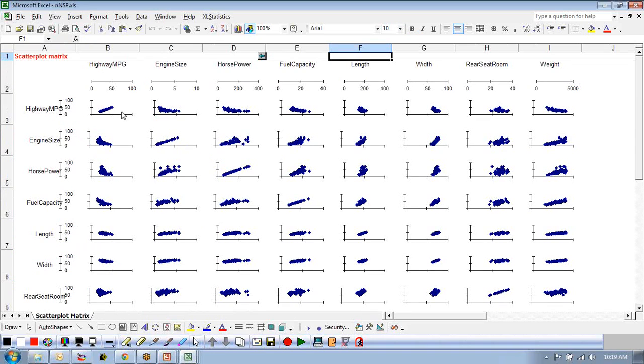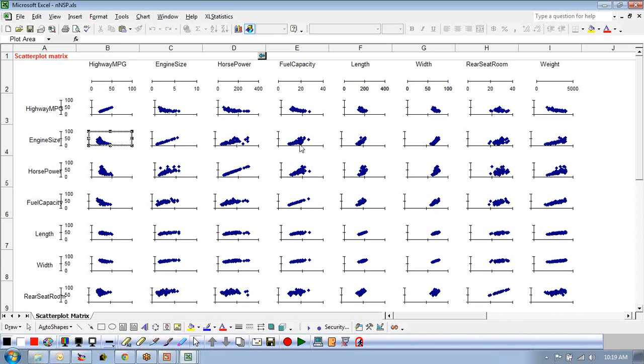But by looking at this matrix, you can see there's highway miles per gallon, engine size, horsepower, fuel capacity, and all that. So if I go to an intersection, for example, this right here shows me highway miles per gallon versus engine size. Well, they may be correlated, but it's hard for me to tell. This tells me engine size versus highway miles per gallon. So I may as well have just left this out because it tells me more or less the same.